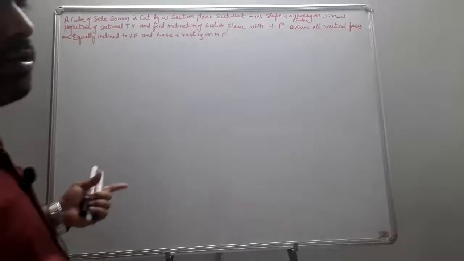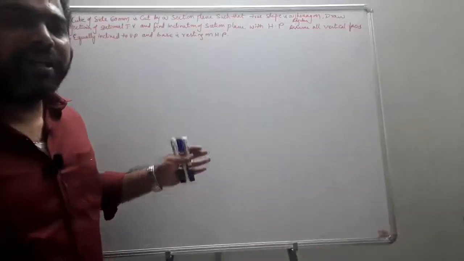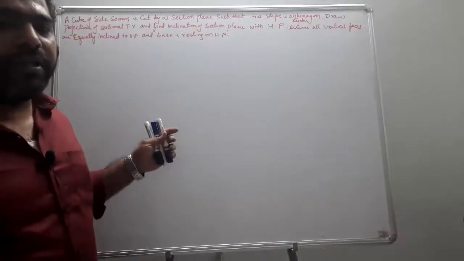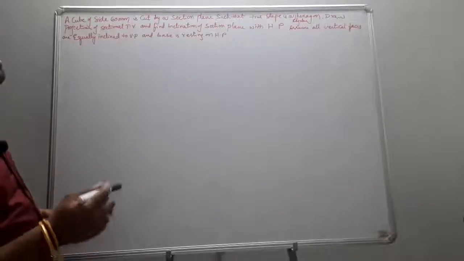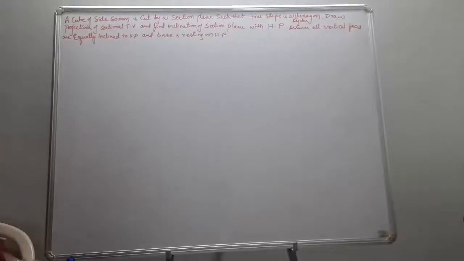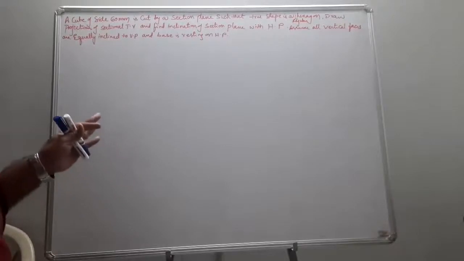In the previous problem, the vertical faces were inclined 40 degrees to the HP and 40 degrees to the VP. Now here it is equally inclined, which means 45 degrees. Equally inclined means all vertical faces are inclined 45 degrees. All of you just read the problem and write the given data.